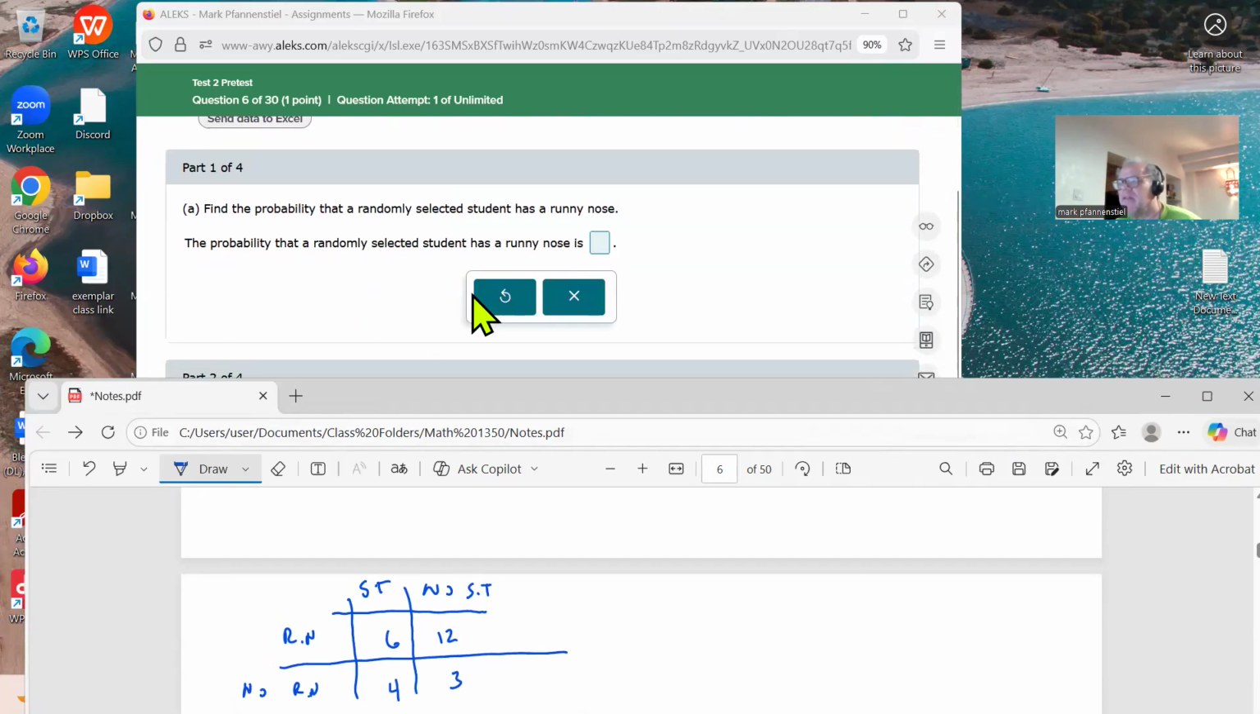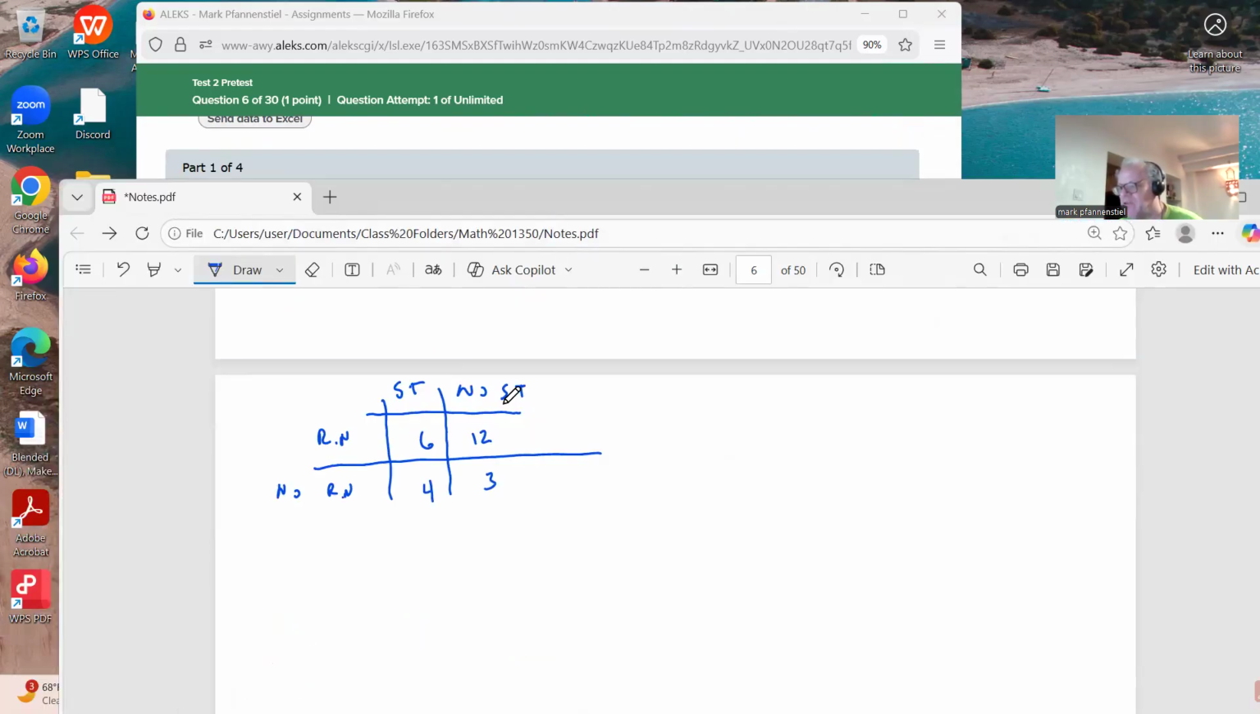So let's see. What is the probability that a child had a runny nose? Well, we're just going to look at the runny nose. We don't care about the sore throat. So we're going to say this is 6 plus 12 all over 25. There are 25 kids in the class. That's going to give me 18 over 25. Okay, so we can go ahead and write that down.